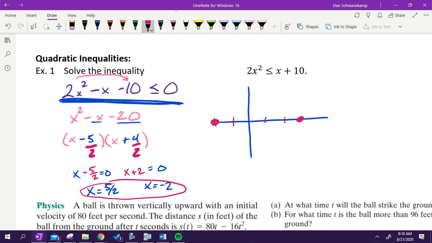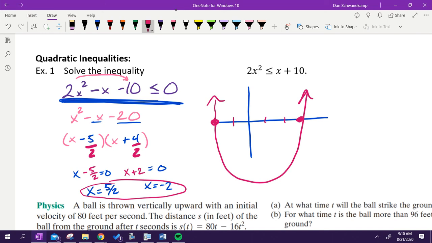Which way is this parabola going to open, up or down? It was 2x squared minus x minus 10. Is it opening up or down? Up. My a value is positive, so it's going to open up. So my graph looks something like that.